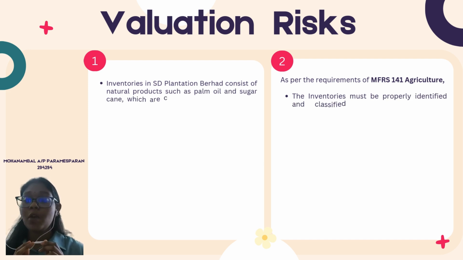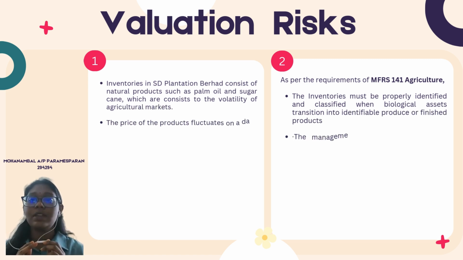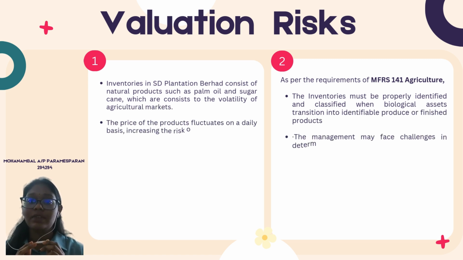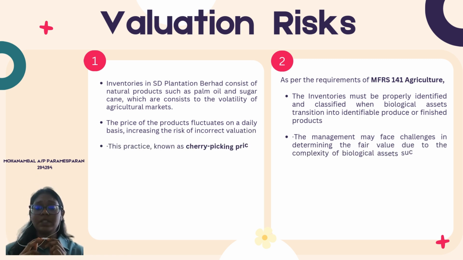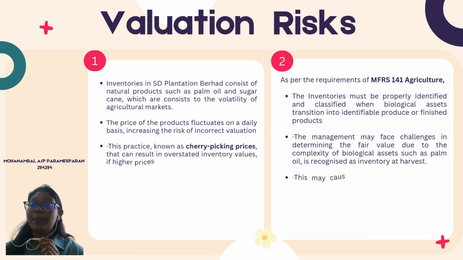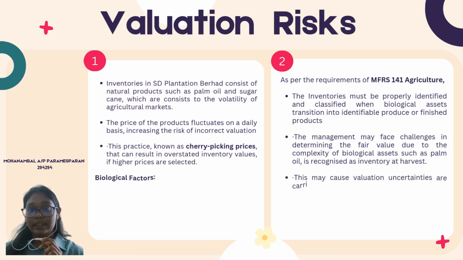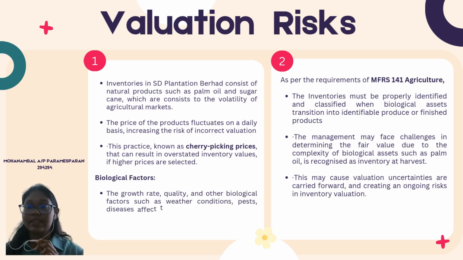such as palm oil and sugar cane, which are subject to the volatility of agriculture markets. The price of the products fluctuates on a daily basis, increasing the risk of incorrect valuation. This is because the management may use prices from subsequent days rather than the harvest date to value the inventories, leading to potential misstatements. This practice, known as cherry-picking prices, can result in overstated inventory values if higher prices are selected.